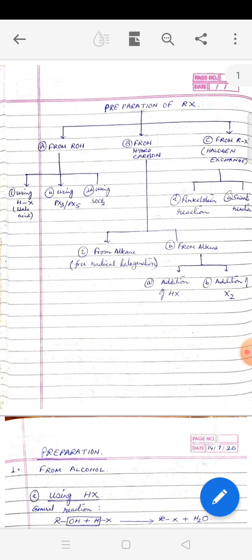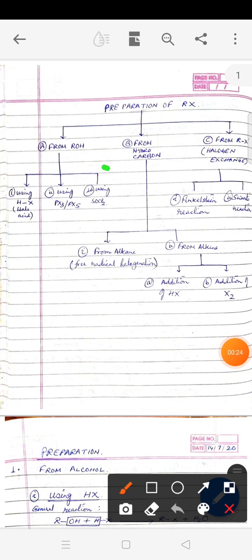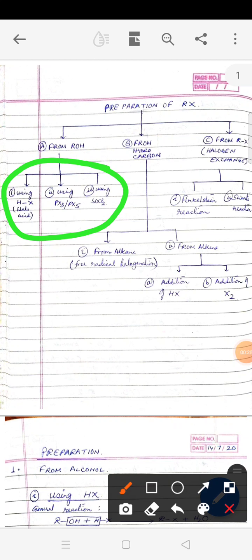That means your starting material is alcohol, and under this you can see there are three headings. Alcohols can be converted to haloalkanes by these three different methods. The first method is by using haloacids, that means HCl, HBr or HI, whichever halogen you want in the haloalkane, you can take accordingly the haloacid. The next is using phosphorus trihalide or phosphorus pentahalide. And the last one is using SOCl2.